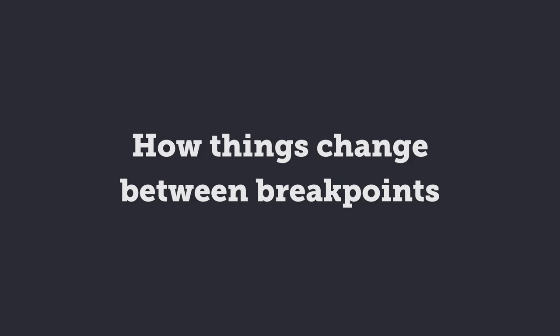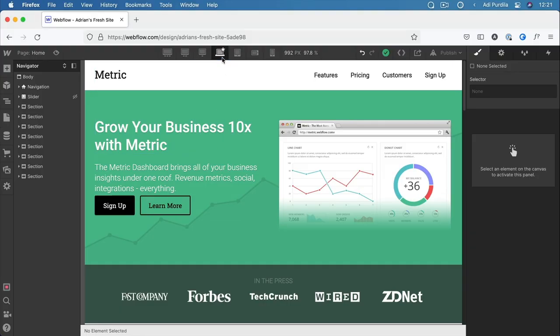Okay, so now that we have a ton of breakpoints to switch between, let's see how the changes we make cascade between screen sizes. And it's actually very simple here. The changes we make will cascade upwards to bigger screen sizes and will cascade downwards to smaller screen sizes.